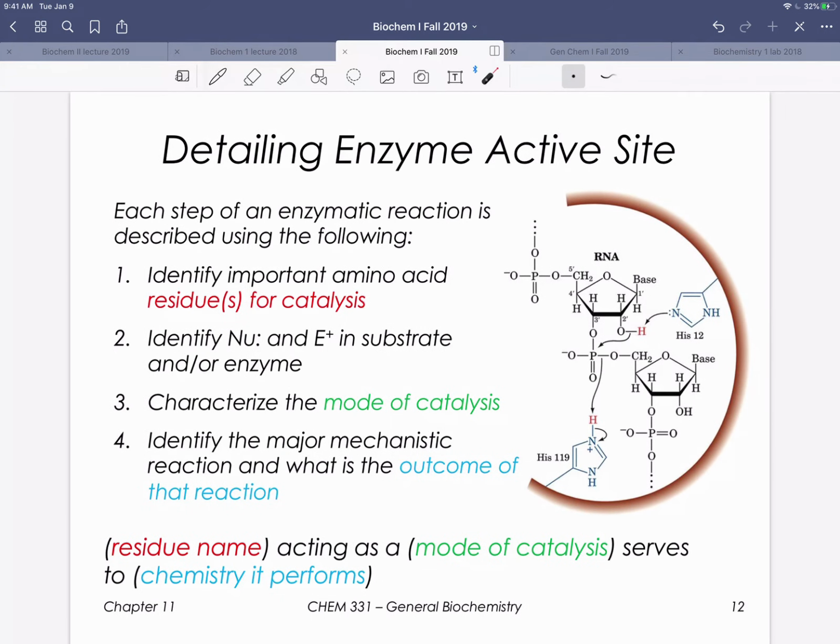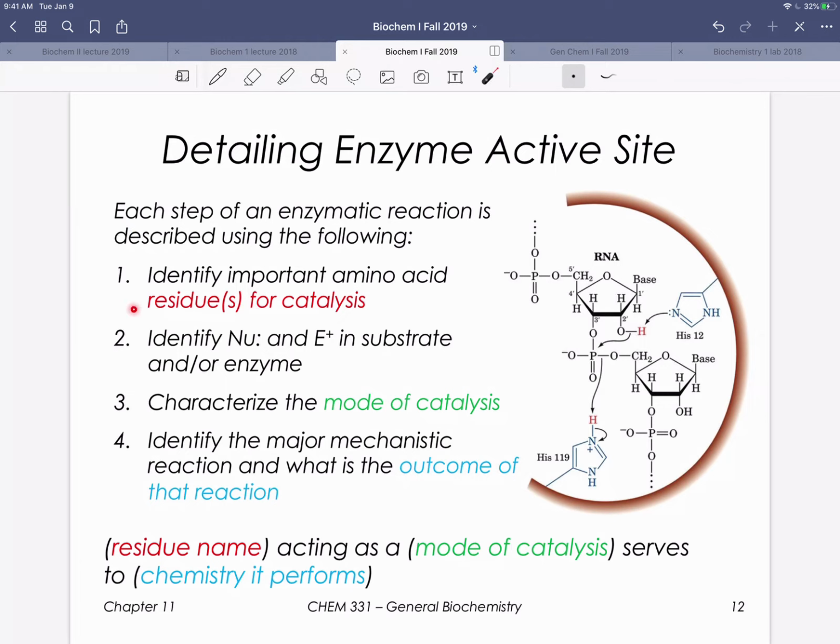So we're going to treat detailing an enzyme active site kind of like a Mad Libs. So again, the Mad Libs works like this. You're going to say the residue name, acting as a, tell me the mode of catalysis, serves to, tell me the chemistry that it performs. So here are some important details that will help put that Mad Libs together.